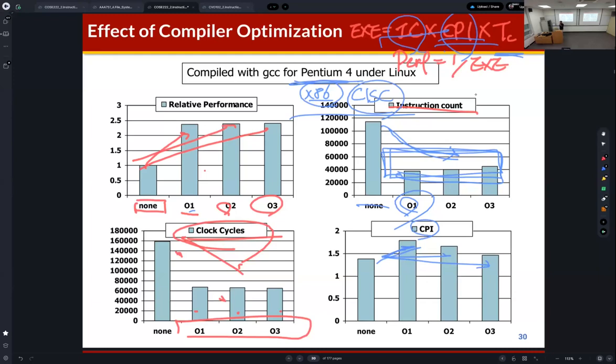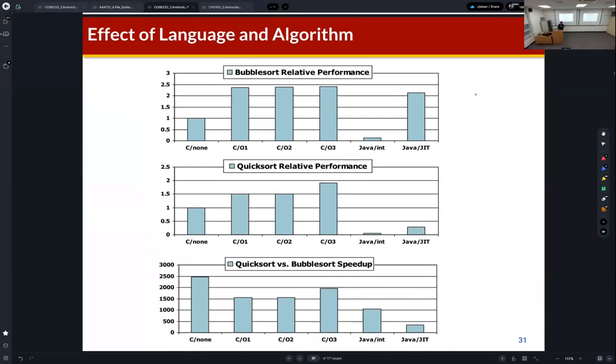So this result shows that the compiler option influences the performance of our software. Also, let's see other factors: programming languages and algorithm. So this graph shows the bubble sort algorithm. This is a very basic sorting algorithm. And if we set the different optimization levels, O1, O2, and O3, then the performance can be improved. Okay, and the source code is written in C.